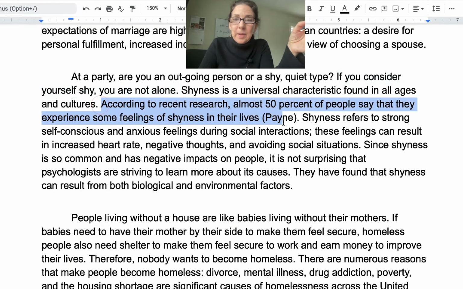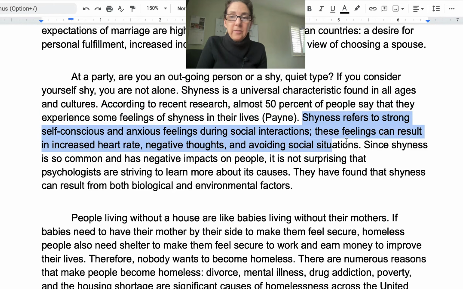Okay, then what's this? This is a statistic that shows us why the topic is important. Who cares? Well, the reason that we should care is that almost 50% of people experience shyness in their lives. This means that this is a very common problem.